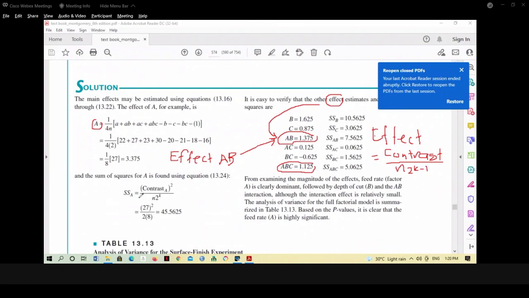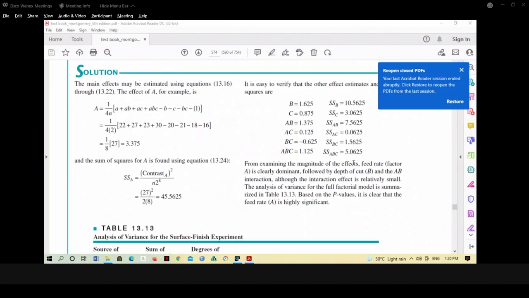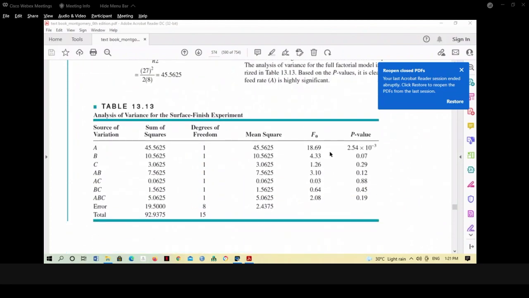For the ANOVA, you need to calculate the sum of squares of A, the sum of squares of B, and the rest. Look at the ANOVA, guys. Please take note, this is the ANOVA for our example. We have factors A, B, and C, the two-factor interactions AB, AC, BC, then the three-factor interaction ABC, error, and total.